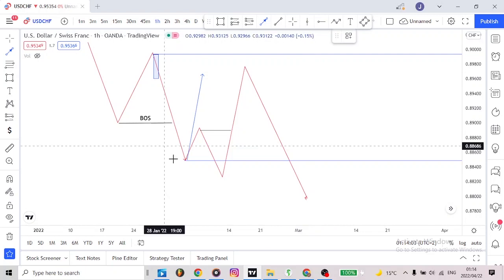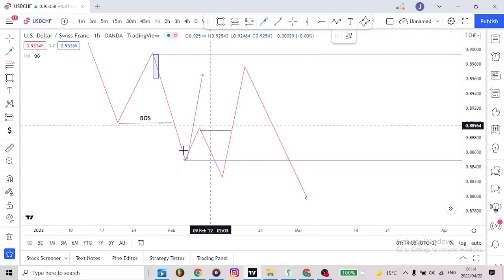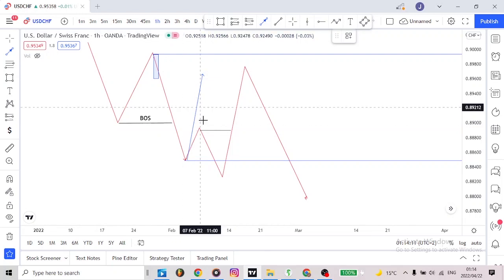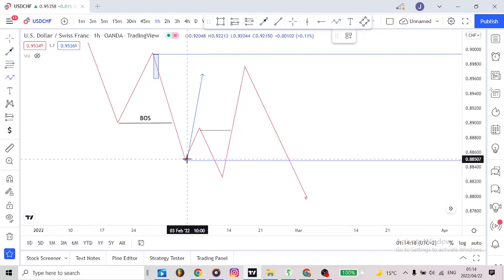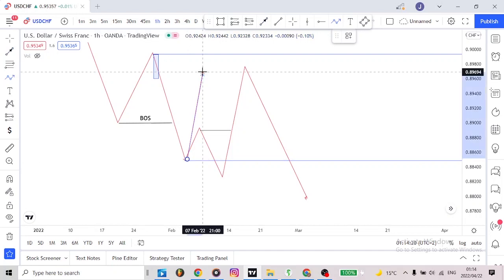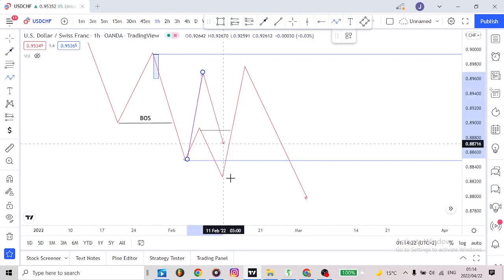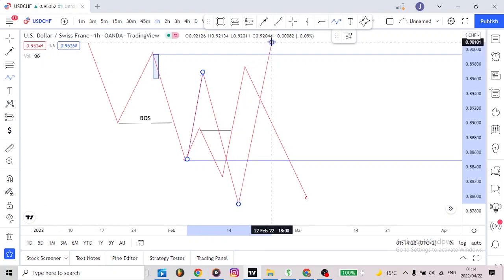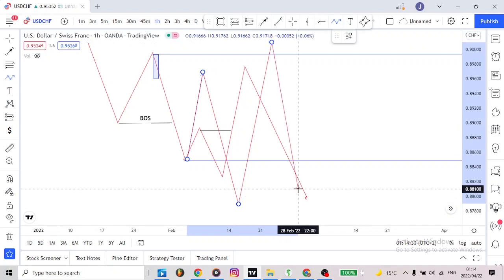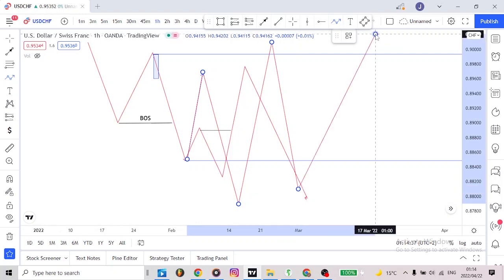Okay, so for it to be a change of character, it must take out the previous high, which was formed in the 70% zone. So for example, if we have a move from here all the way to 70% of that or higher, and then to the downside, if the market now takes out that high, that is a change of character to me, and then we expect the market to come back to at least 70% of that too, and then continue pushing to the upside.